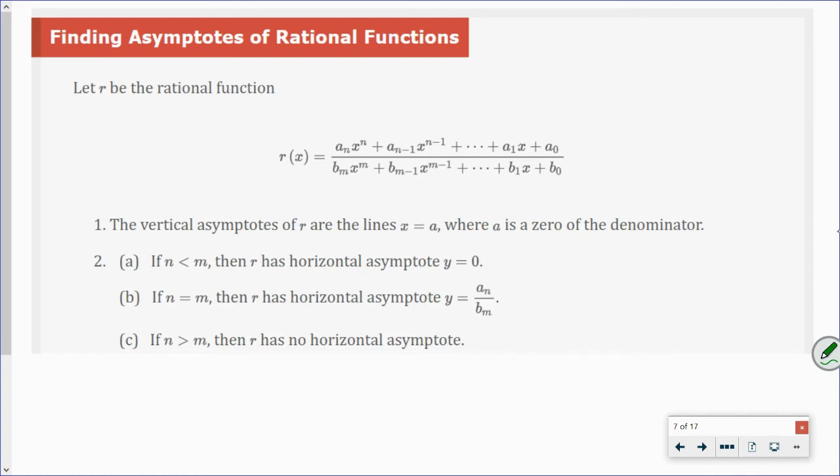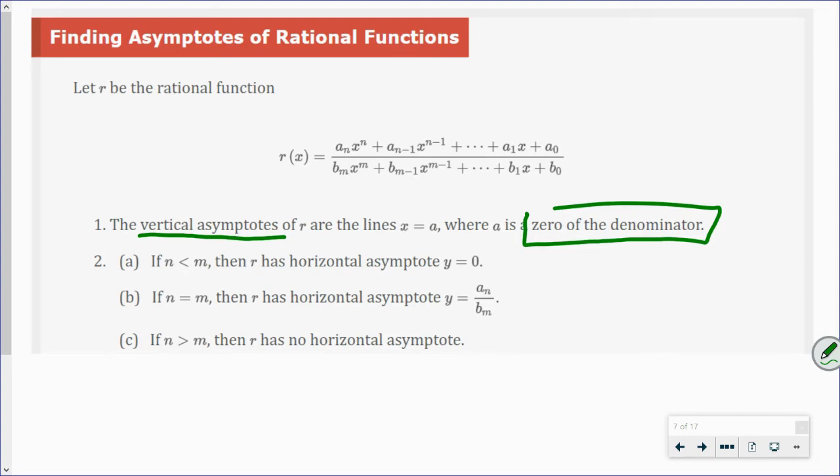Okay, so here's the important part. Vertical asymptotes are the zeros of the denominator. So if you factor out this denominator, that's going to give you some where the vertical asymptotes are. There's one caveat to that, and we'll get to that later on. But for right now, vertical asymptotes are where the denominator is 0. Okay, so you're going to set those, factor it, set them equal to 0.